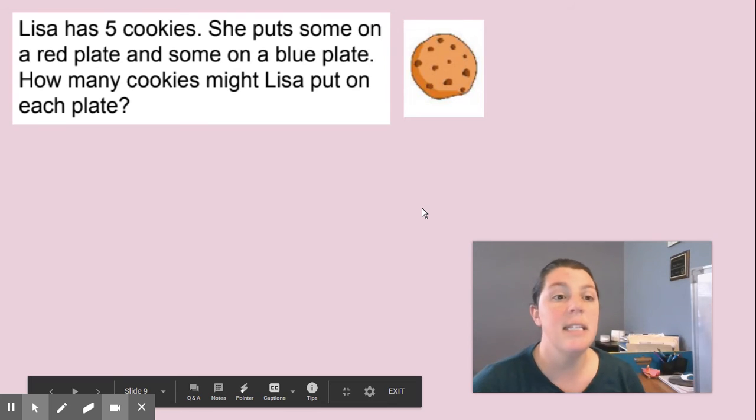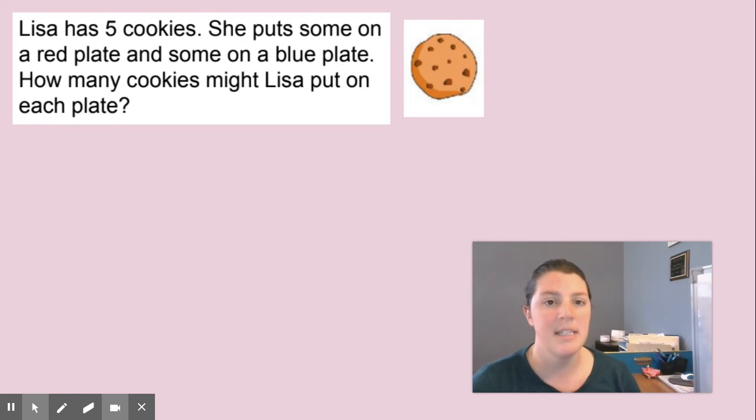This one says, Lisa has 5 cookies. She puts some on a red plate and some on a blue plate. How many cookies might Lisa put on each plate? Listen to that again. Lisa has 5 cookies. She puts some on a red plate and some on a blue plate. How many cookies might Lisa put on each plate?